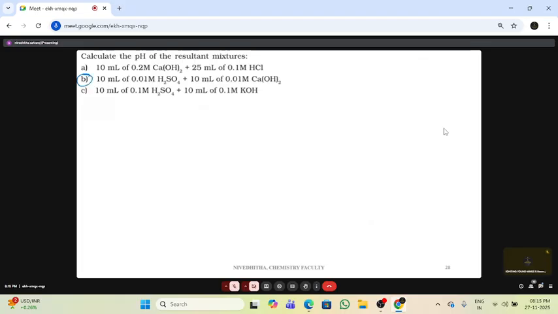10 ml of 0.1 molar sulfuric acid is mixed with 10 ml of 0.01 molar calcium hydroxide. So you have to write the neutralization reaction between sulfuric acid and calcium hydroxide. Please balance that equation, and you have to infer from the balanced equation. From that inference, write the given data and find the limiting reagent and find the solution, whether it is acidic or basic, or find the remaining unreacted species.